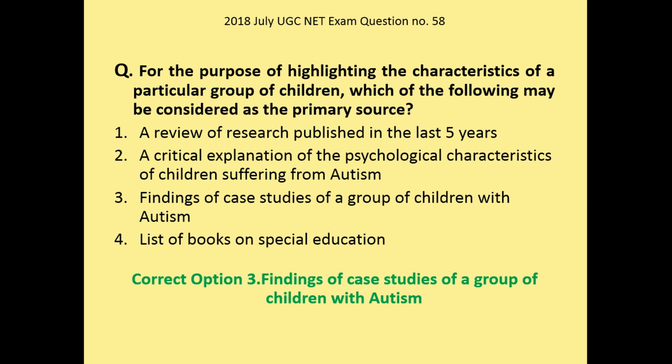Second, findings of case studies. A case study involves direct collection of various data regarding a specific topic. Direct collection of various data. Okay, so there is a connection between the data and the researcher. The researcher will collect data directly. And option 4 is a list of books. A book is generally an indirect source of evidence. So the correct option is option 3, findings of case studies of a group of children with autism.